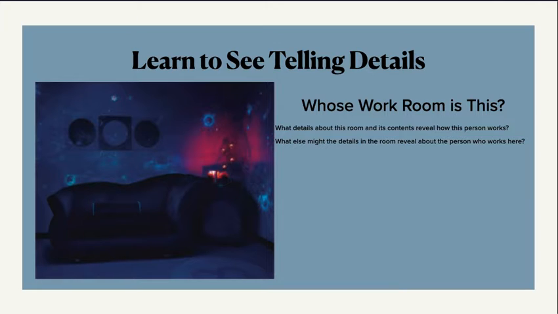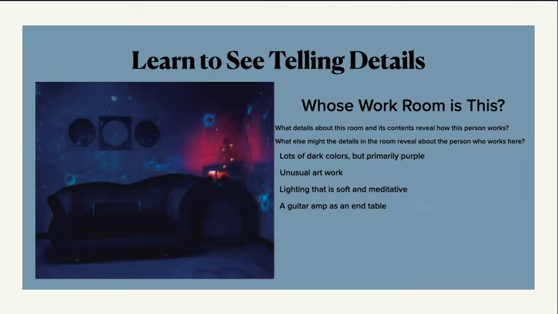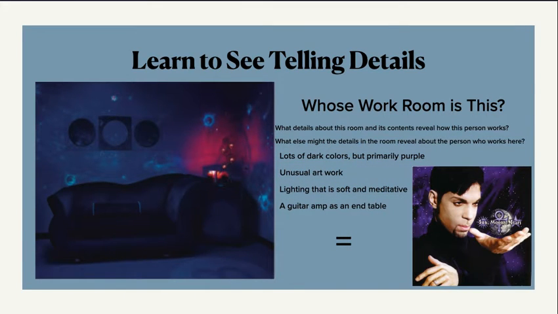So once again, this is one of our very first assignments that we do in the class. And as you look at the picture, you might notice some stuff. You might notice the dark colors, it's primarily purple, unusual artwork, candles, that's kind of weird. And you might notice it's not a table at the end of the sofa, but it's a guitar amp. And you might conclude that this person does something a bit artistic, and in fact they do. This is Prince's room.